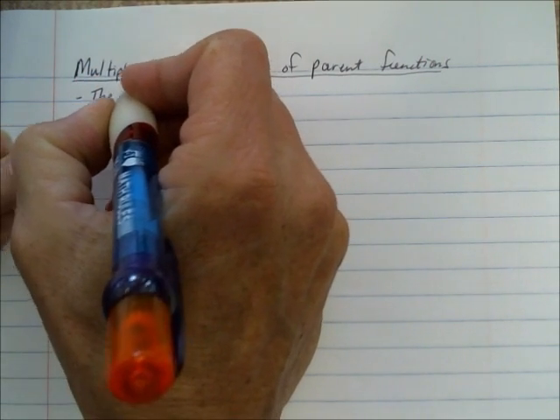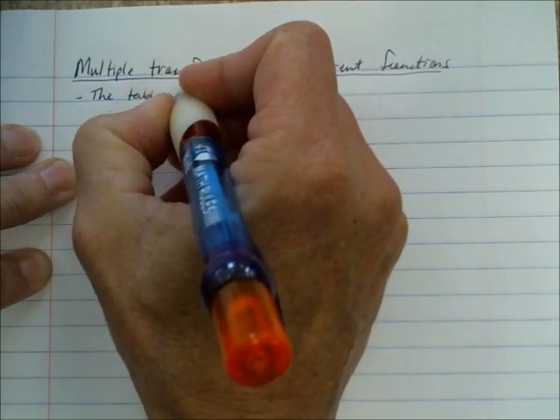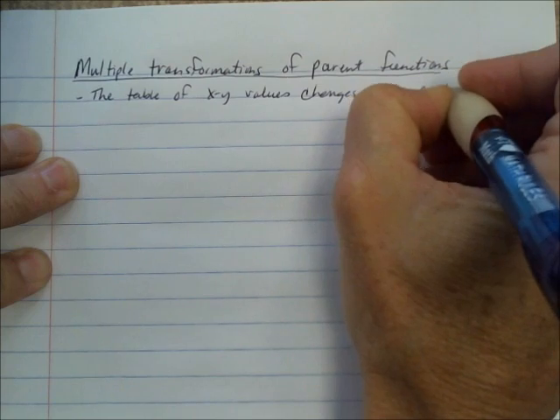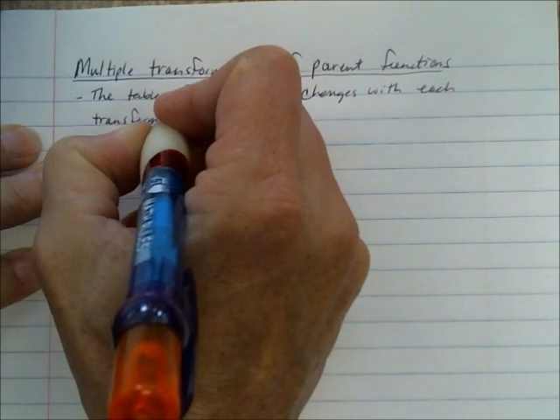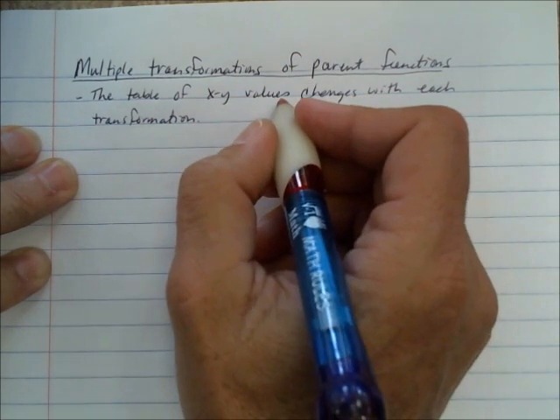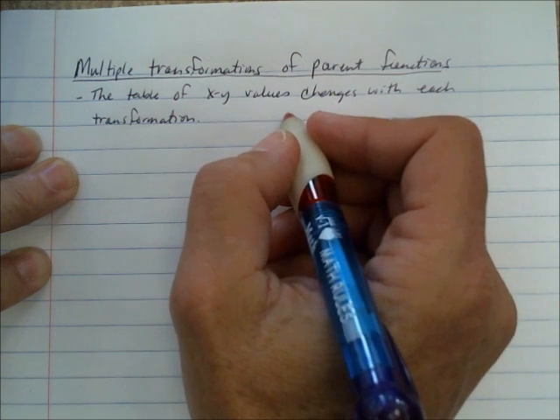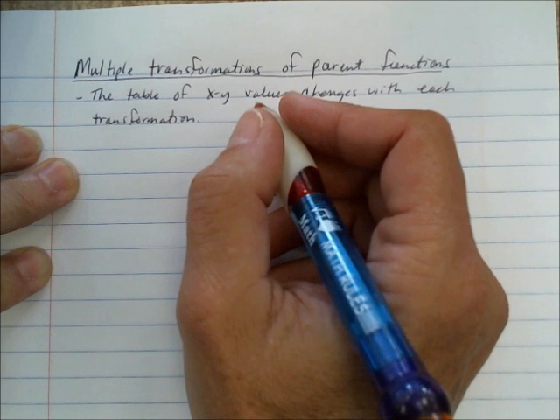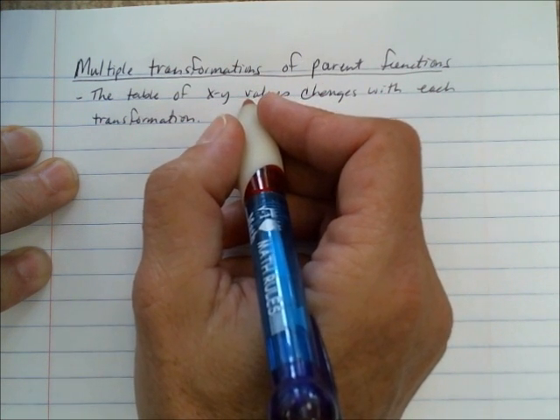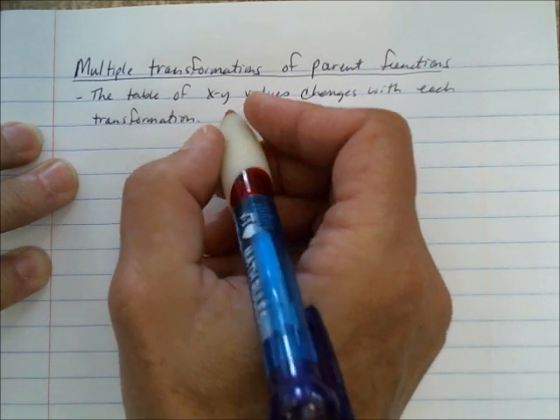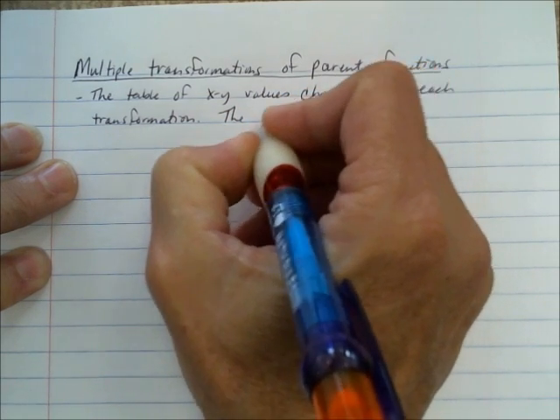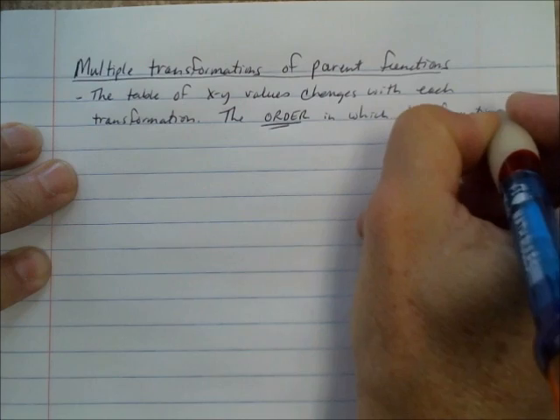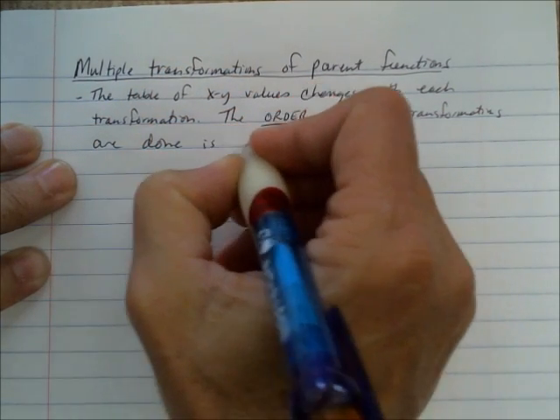Okay, the table of XY values changes with each transformation. So you might have up to 4 XY tables with a single function. Maybe something has shifted to the right and it's been stretched and then it shifts down and then it's been stretched in another direction, or maybe it's been reflected. So you could have, like I said, up to 4 XY tables of values, but the order in which transformations are done first is very important. So the order in which transformations are done is very important.